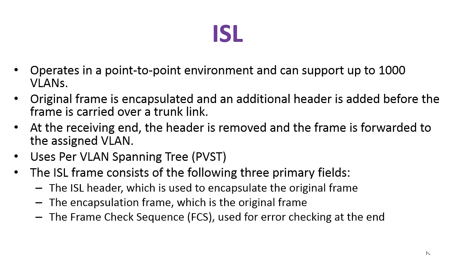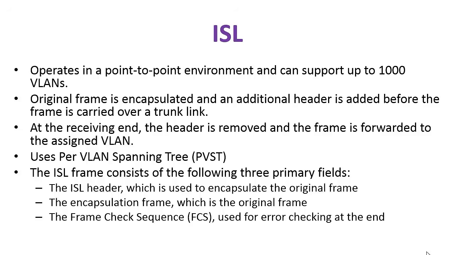Now, ISL operates in a point-to-point environment, and it can support up to 1,000 VLANs. The original frame is encapsulated, and an additional header is added before the frame is carried over the trunk link. And then at the receiving end, that header is then removed and the frame is forwarded to the assigned VLAN. Now there are some other things about ISL that you should know, such as the support for PVST and then the ISL frame information. This is information that will be beneficial for your test.